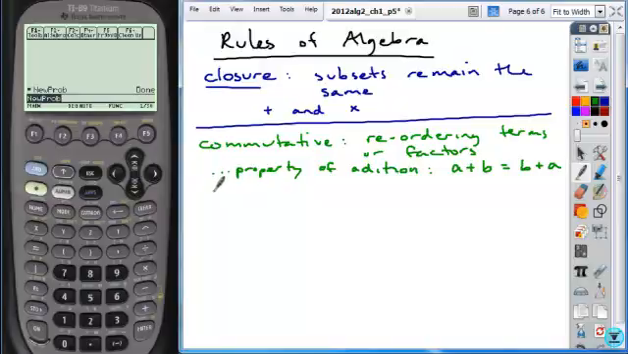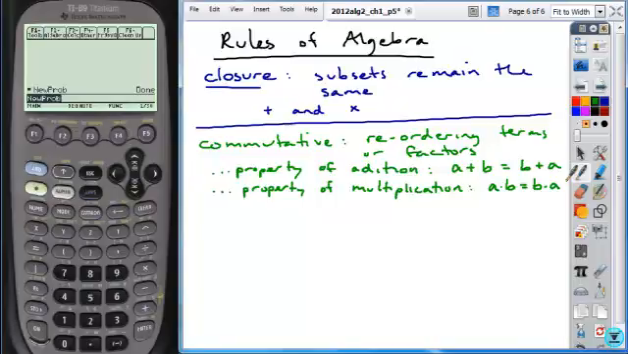And the same holds true for multiplication. So the commutative property of multiplication means if you take two factors, two things being multiplied, so A times B, that product is the same as taking B times A. It doesn't matter what order you multiply those, they're going to give you the same overall product.